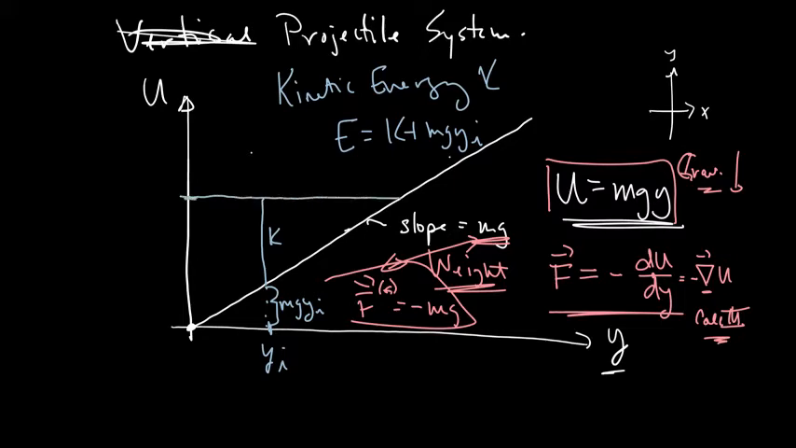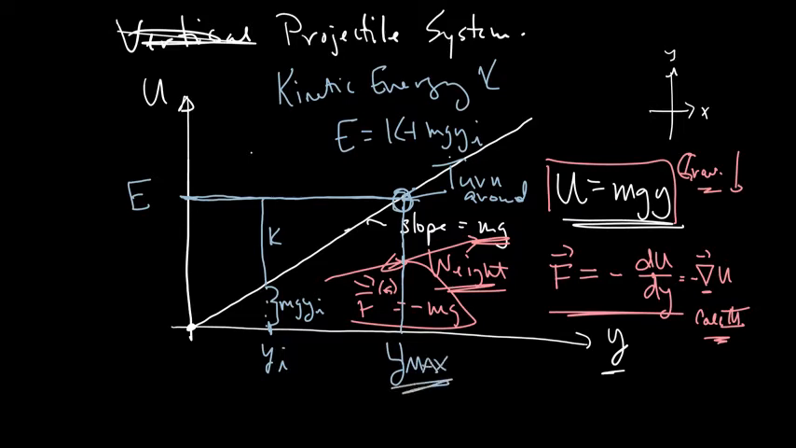So that means this value here is our total energy of the system, and that means that this point where our total energy line intersects the curve, this is what's called a turnaround point. So that means that I can just drop this down to here. This is going to be our y max. This is our max possible height.